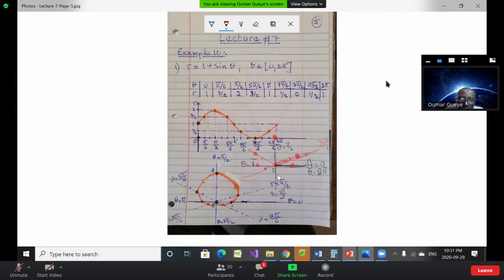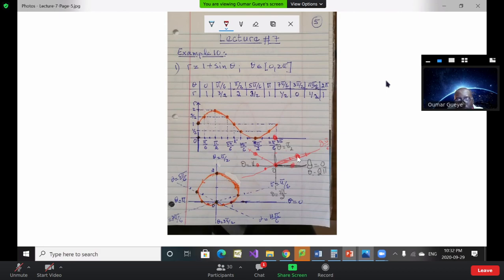Now, how to join these points? I'll not do the remaining two values, because the last one is just at 2 pi, where we return to 1, which is this point. So how to join these values? We have different ways, but the correct one is that you cannot go in this direction, which is the negative direction. The positive direction is this way. That's why we have to go that way.